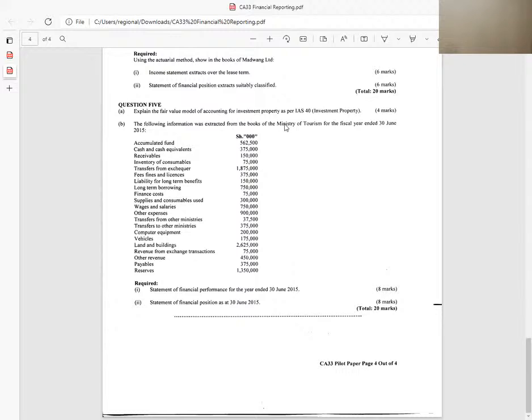This one, we can even bet they'll not be able to get this right. Supplies and consumables used. If you want one touch passing, just concentrate here. Supplies and consumables used, performance or position?